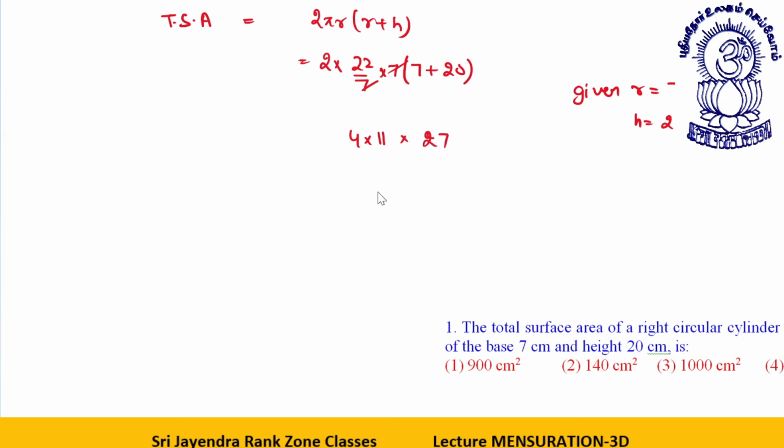Fine, no problem, whatever it is. This is 4 into 11 and 4 into 27 gives me 108. So 8 into 11 is 88. 11 into 1 is 11. 1188 cm square. Option number 4 is your answer. Okay. Next question.